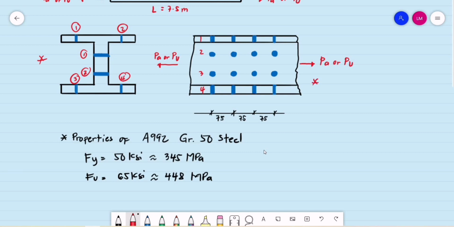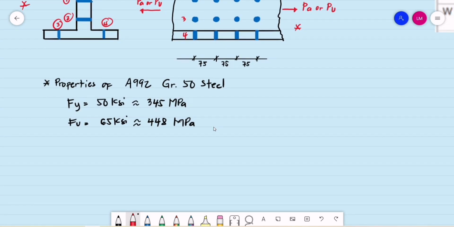on the right. So for the properties of A992 grade 50 steel, Fy is equal to 50 KSI, that is in kips per square inch, but in the Philippines, we usually use megapascals, or newtons per square millimeters. So if we are to convert, for example, 1 KSI is equal to 6.895 megapascals.